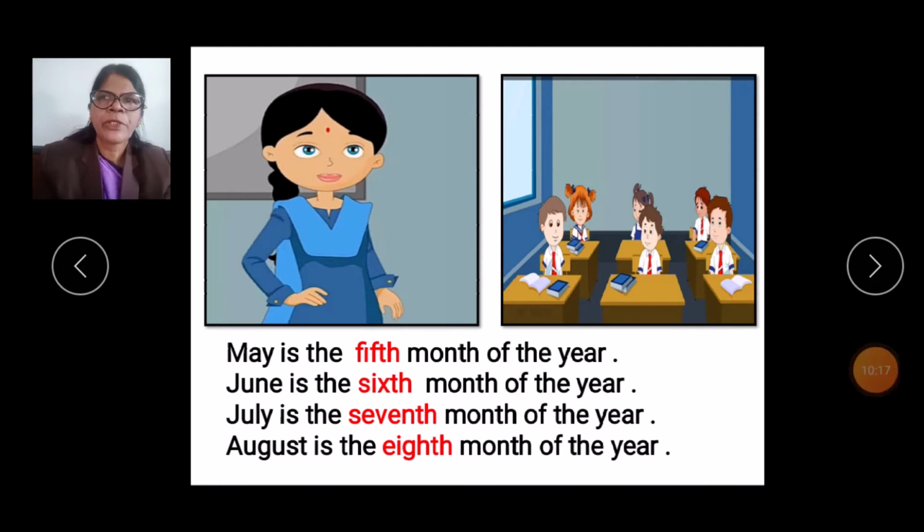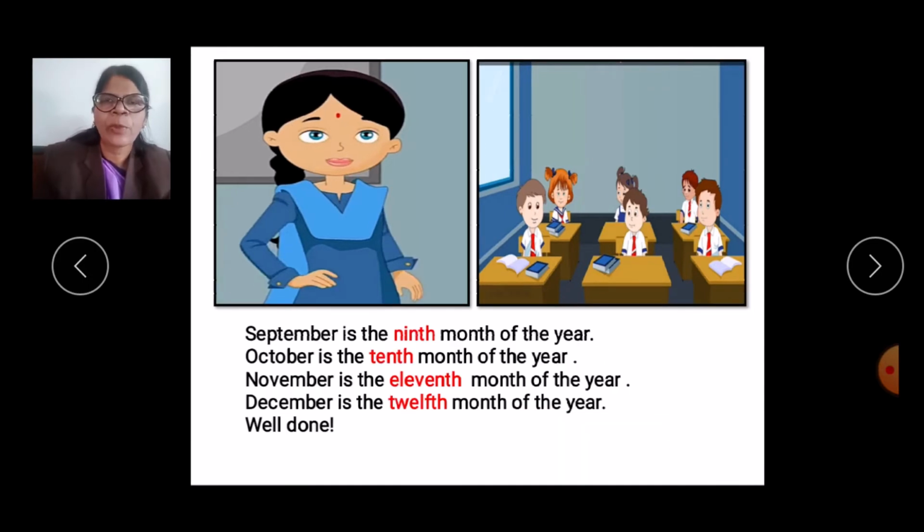Repeat again after me, children. May is the 5th month of the year. June is the 6th month of the year. July is the 7th month of the year. August is the 8th month of the year. In the next one, let us see September. See how curious the children are to know what is coming next, and how nicely they are sitting and listening to what the teacher is saying.